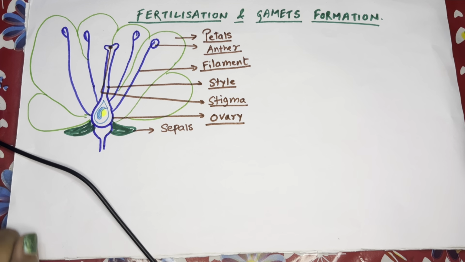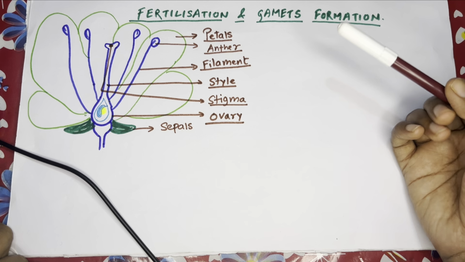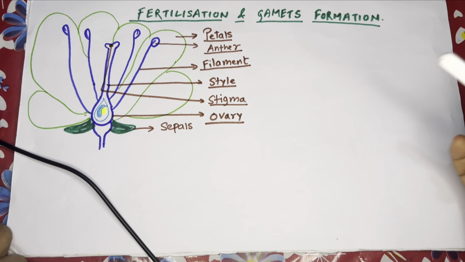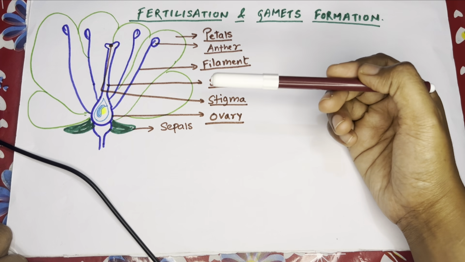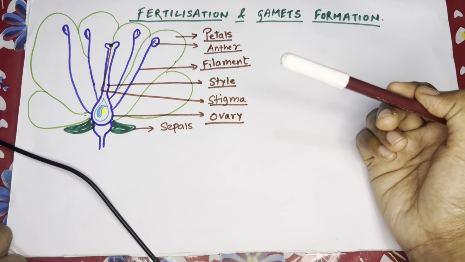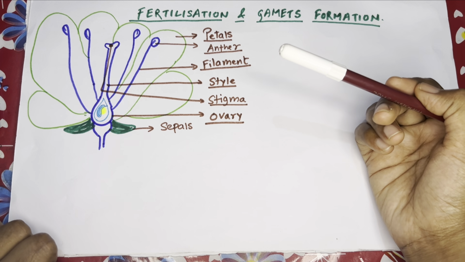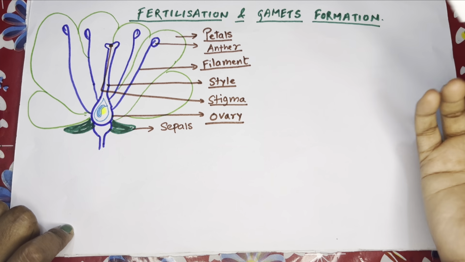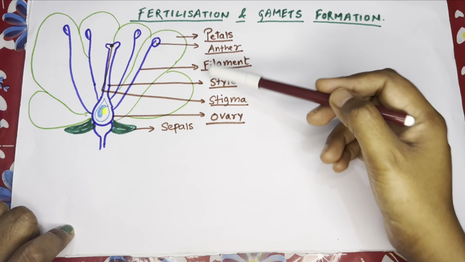So today's topic is fertilization and gametes formation in plants. Before starting this particular topic, we need to know the structure of the flower, or the parts of a flower which are involved in reproduction of plants. So this is the basic structure of the flower.